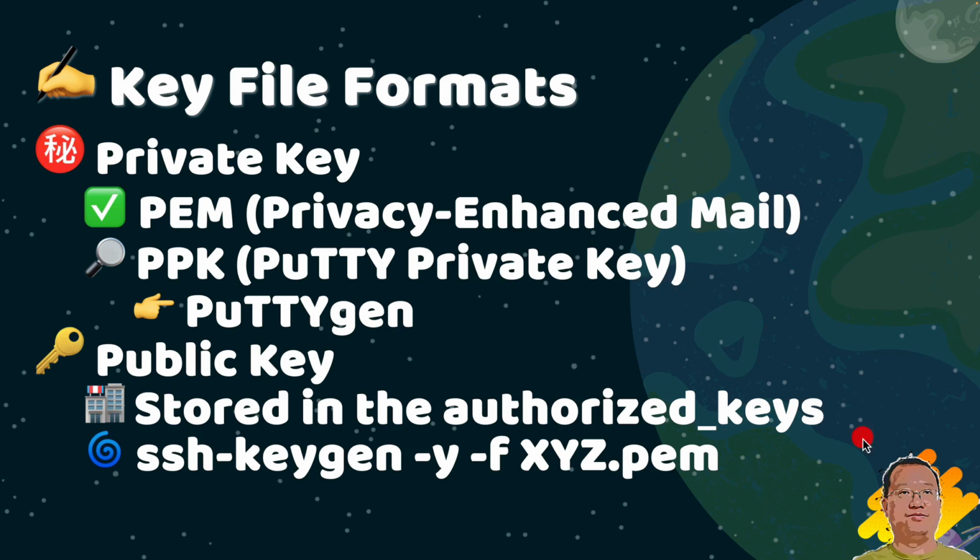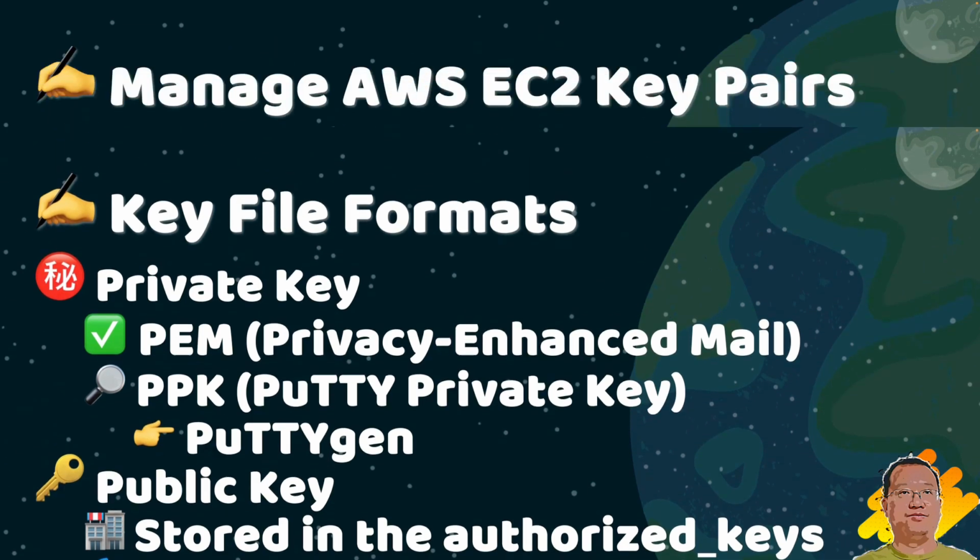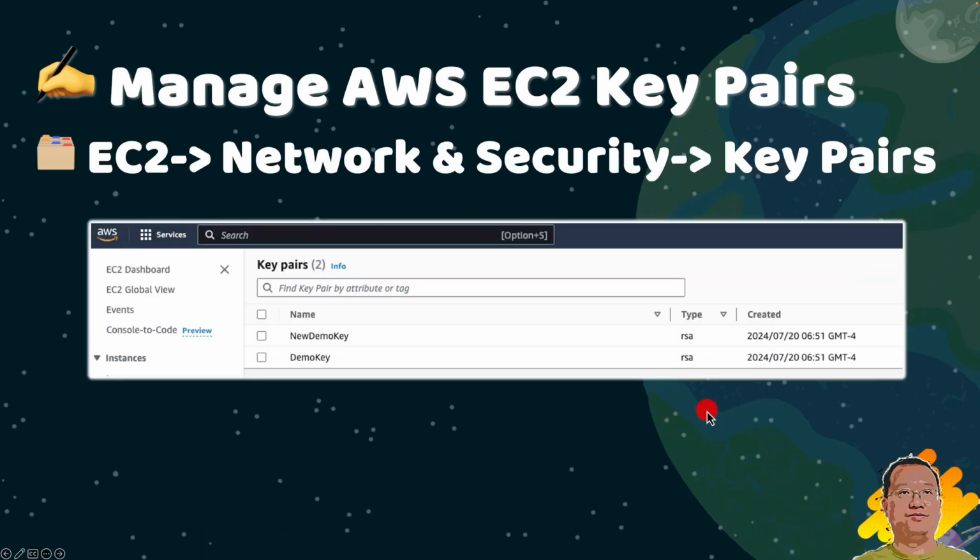The public key has one format. It is typically stored in the authorized keys file on your EC2 instance. We can use the ssh-keygen command to create a public key from your private key. Next, we'll talk about how to manage AWS EC2 key pairs. Managing AWS EC2 key pairs is easy. We just go to EC2 service, click the Network and Security menu, and then go to Key Pairs. I'll show how to create two key pairs in my hands-on demos.